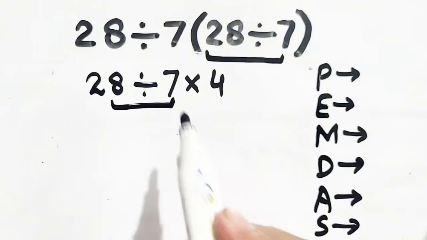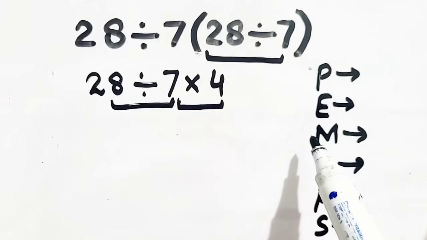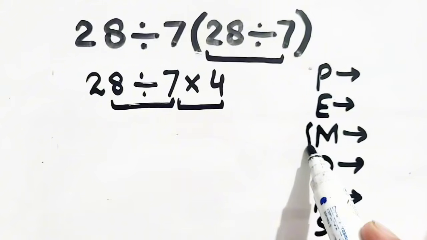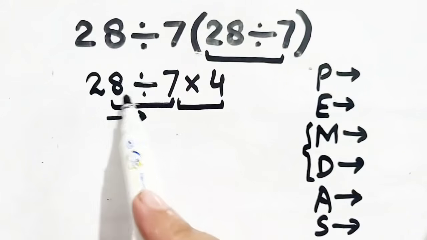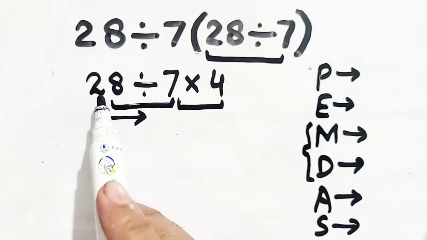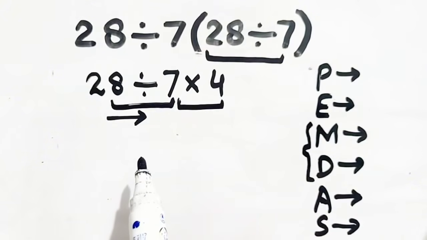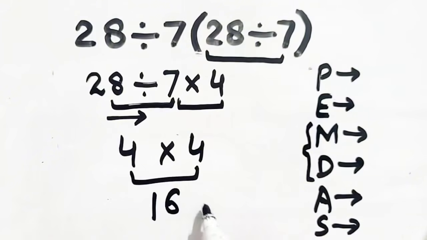Now, here is division, and here is multiplication. The question is, what do we have to do according to the PEMDAS principle? According to PEMDAS, multiplication and division both have the same priority, but we have to move from left to right. It means the operation which is at the left will be performed first. So we have to divide first. So 28 divided by 7 will be equal to 4 times 4. So 4 times 4 will be equal to 16. So 16 will be our answer.